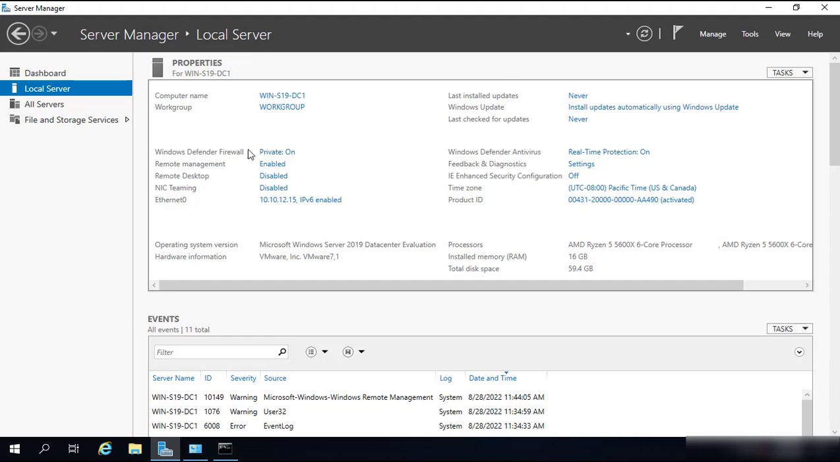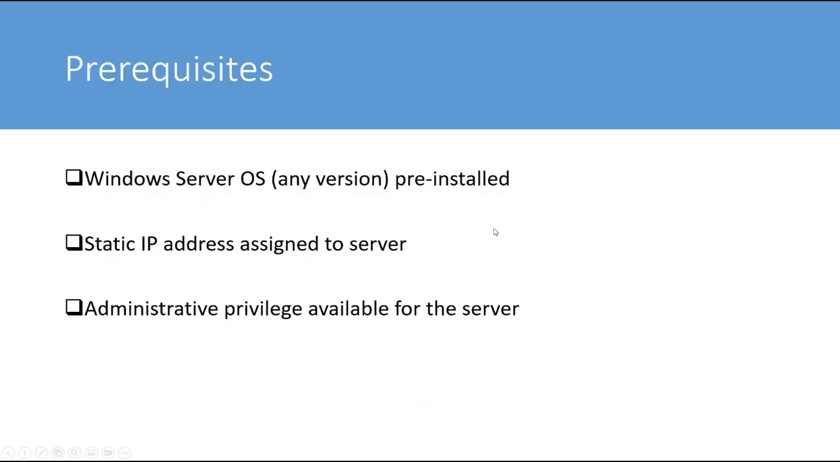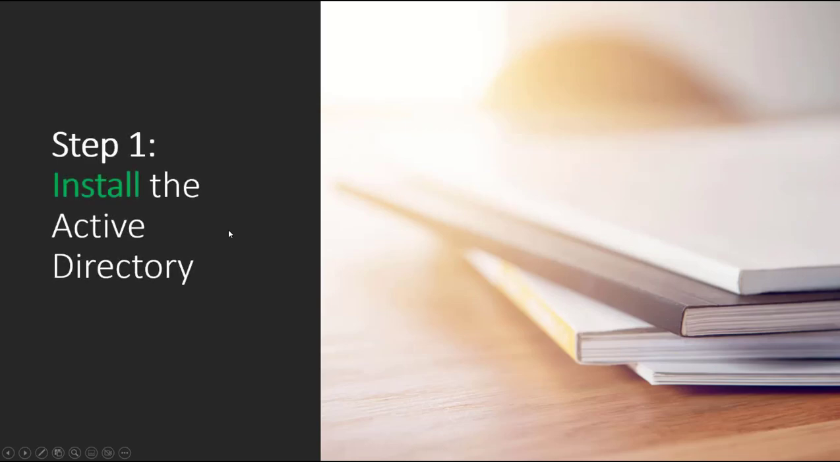Let's move back to the PowerPoint. From the prerequisites, we had a Windows Server operating system pre-installed, so I'm going to check this option. Then the second item was to have a static IP address assigned to the server. We did that as well, so let's check this. And the last item was to have administrative privilege available for the server, which we also verified. So we're good to go on all three fronts. The next step is to install Active Directory. So without further ado, let's move on to that phase.